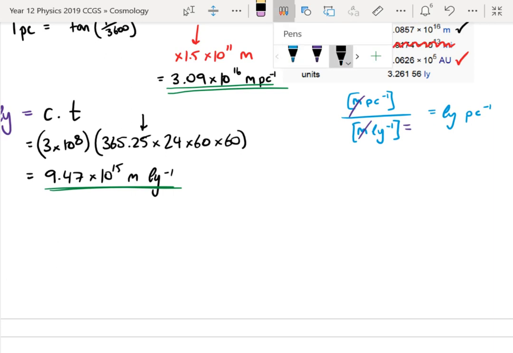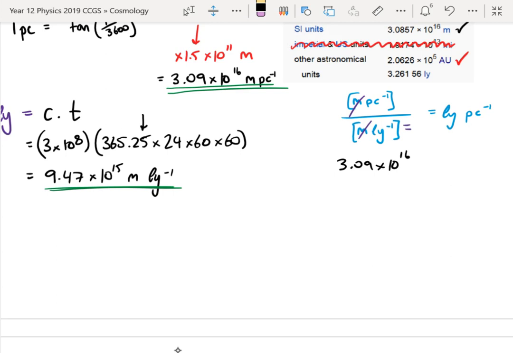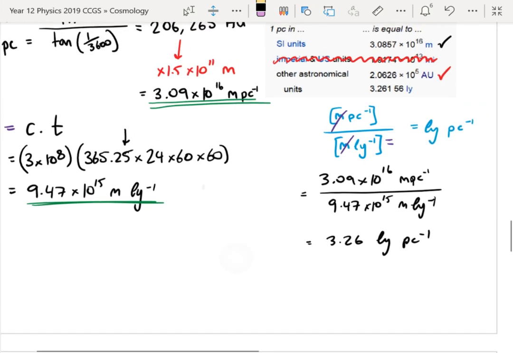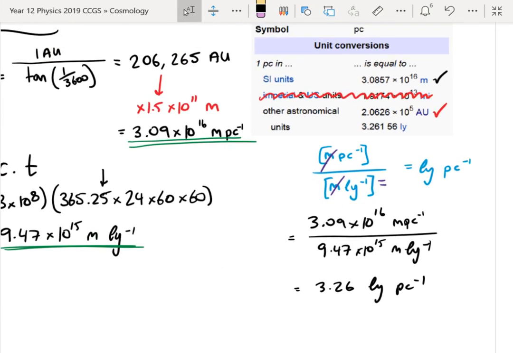So let's take our 3.09 times 10 to the 16 meters per parsec and divide it by 9.47 times 10 to the 15 meters per light year. The units cancel, and we get 3.26 light years for every parsec. And that is the last conversion on our wiki page of parsec units.